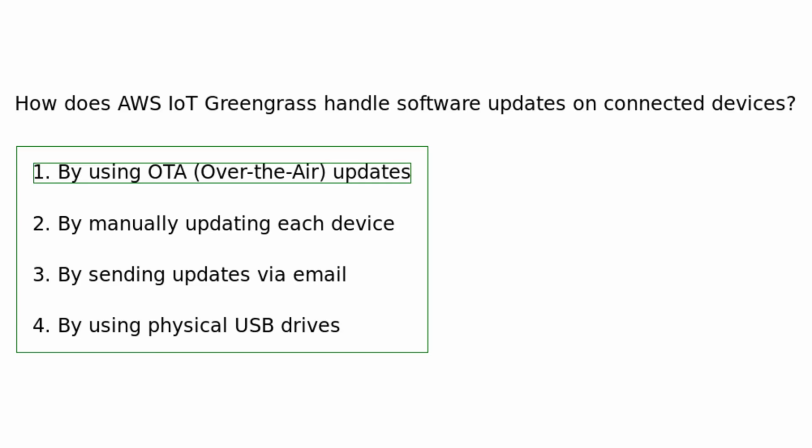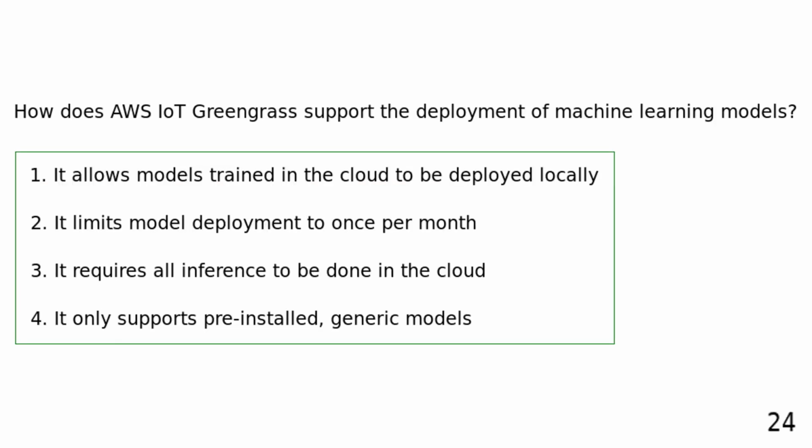OTA updates enable Greengrass to distribute and manage software updates across IoT devices remotely. How does AWS IoT Greengrass support the deployment of machine learning models? It allows models trained in the cloud to be deployed locally. It limits model deployment to once per month. It requires all inference to be done in the cloud. It only supports pre-installed, generic models.